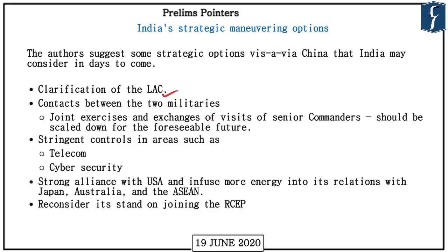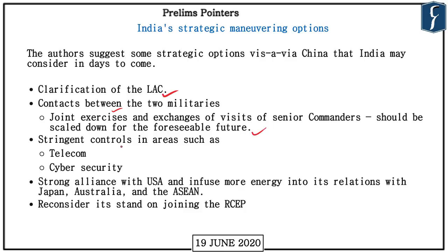According to Nirupama Rao, India must stand resolute and firm in the defense of territory in all four sectors of the border. Then she insists upon scaling down of the contacts between the two militaries. For example, in the last few years, India and China began conducting joint exercises and exchange of visits of senior commanders from both countries into each other. And according to her, these should be absolutely stopped.